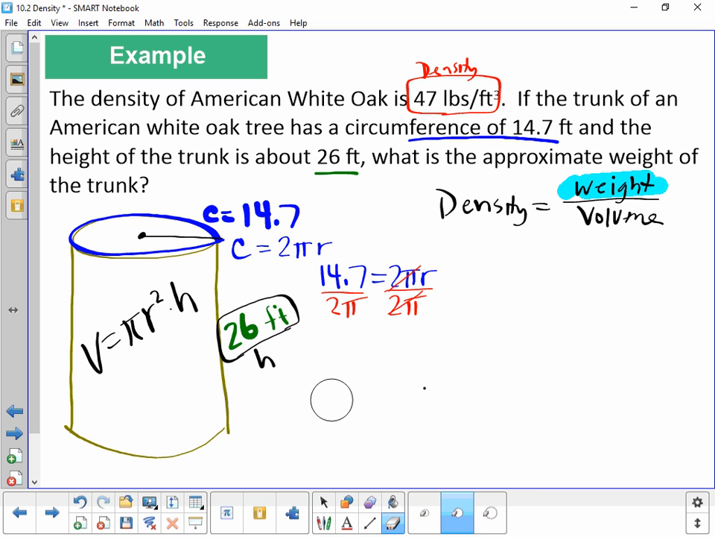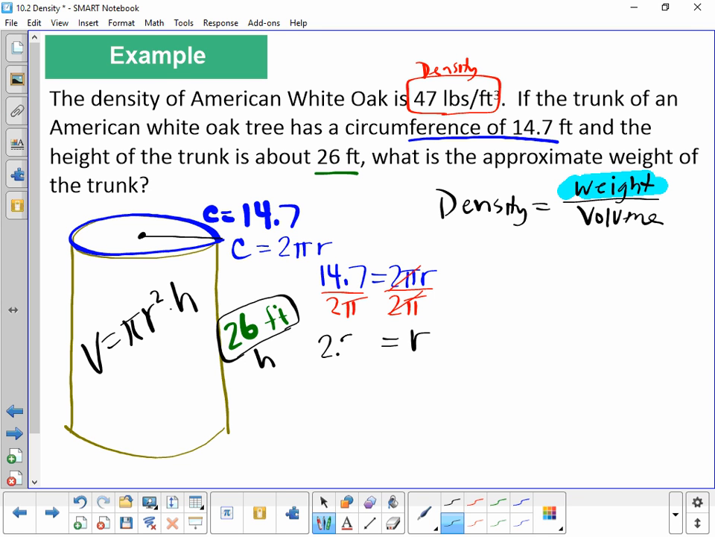So when you divide that out, you should come up with a radius of, let's see, 2.34.